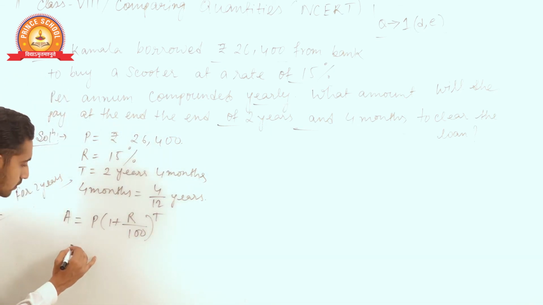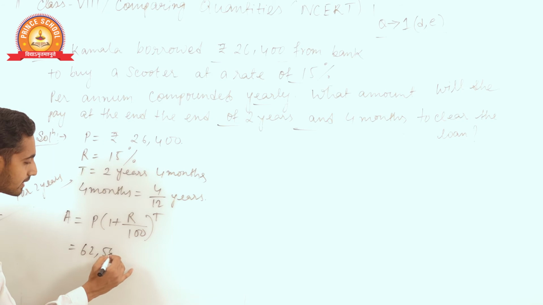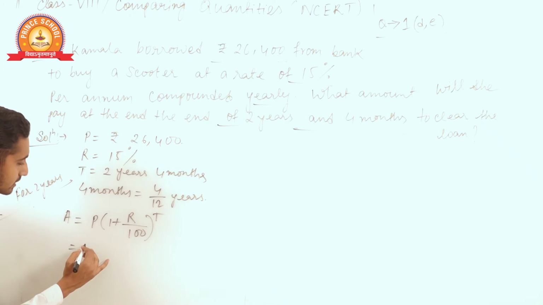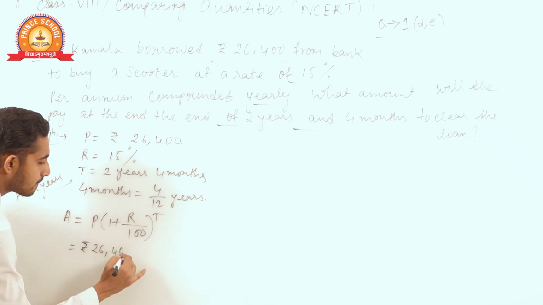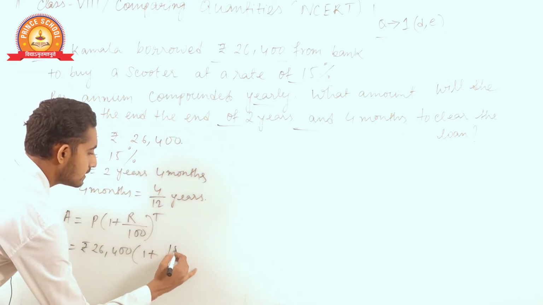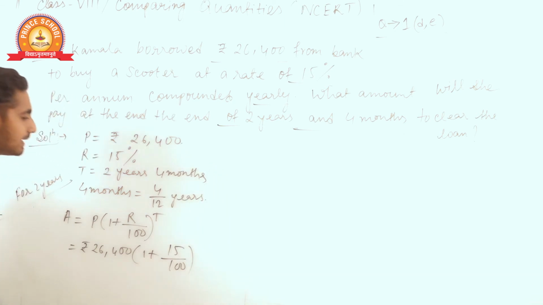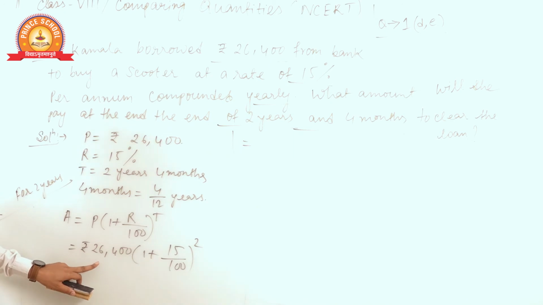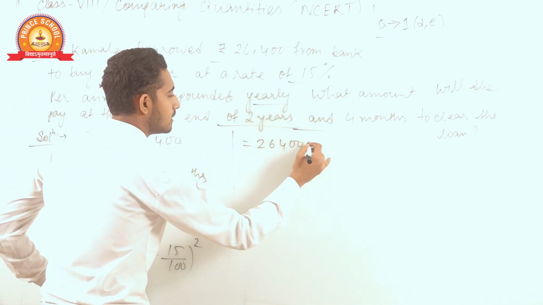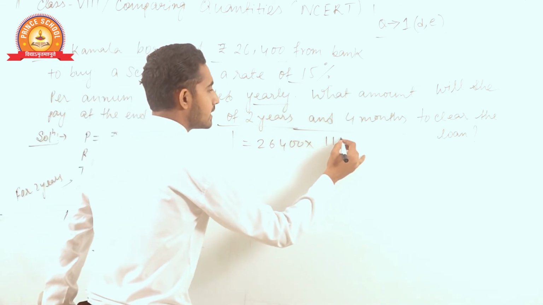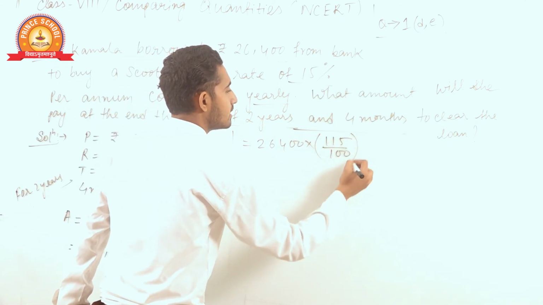Got it? So P is equal to, that is, not 62,500, that is 26,400 multiplied by 1 plus R upon 100. R is equal to how many? That is your 15 upon 100, raised to the power T, that is 2. Now we have to solve here. So 26,400 multiply, okay, that is 115 upon 100. We can write 100 plus 15, 115. 115 upon 100 raised to the power 2.